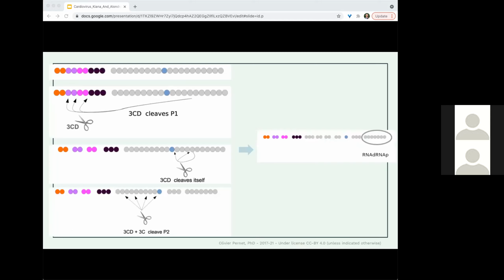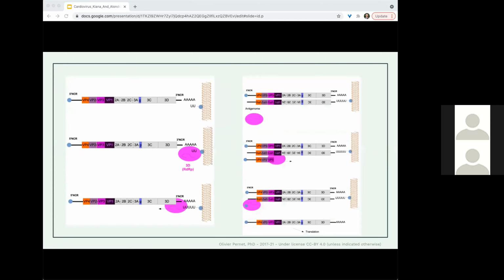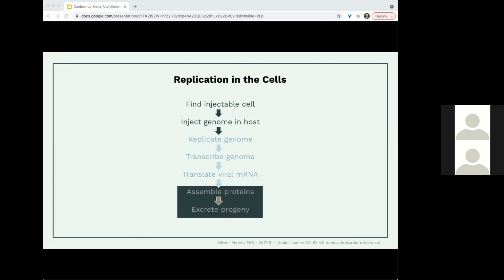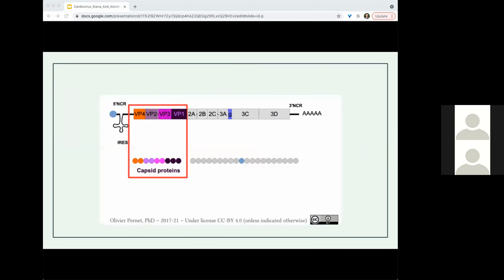More cleavage occurs, ultimately resulting in RNA-dependent RNA polymerase. As a Picornaviridae virus, cardiovirus has to bring its own polymerase. The RNA-dependent RNA polymerase will begin transcription. First, it will create an antigenome, which is useless to the virus. It will take this antigenome and transcribe an actual genome that can then go on to be translated. Once translated, the genome can move on to the late steps of the viral cell cycle.